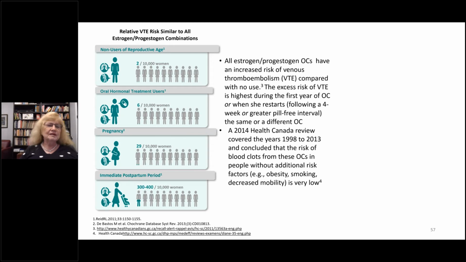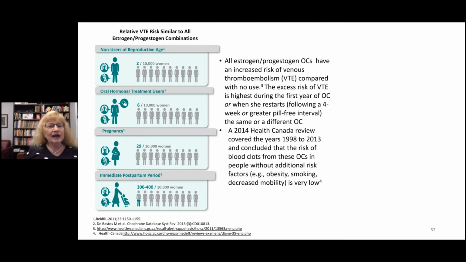One of the things we hear about and we're concerned about when we prescribe oral contraceptives is, well, what about if somebody gets a blood clot? Do I really want to be looking after that? So I thought I would just show you the relative risk of getting a blood clot.